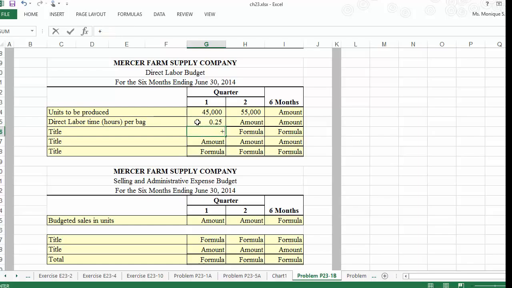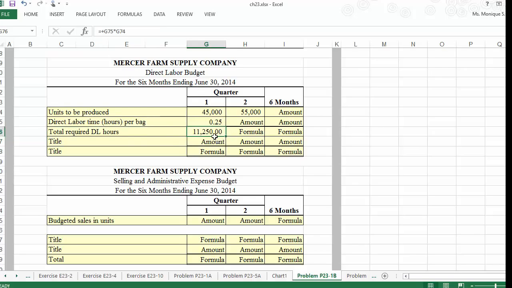So if we take 0.25 and multiply it by what we need to produce, 0.25 times 45,000, we get 11,250, and this is hours. So this is the total required direct labor hours.